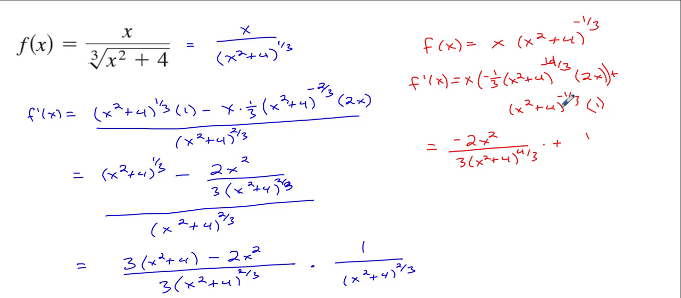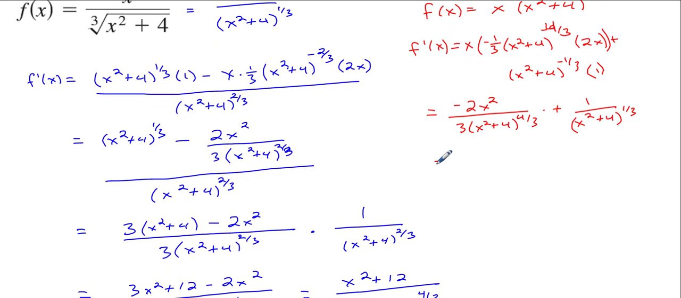Plus 1 over x squared plus 4 to the 1/3 power. Okay. All right. Let's see here. Let's combine these two fractions. Common denominator. However, how many times have you ever done this in your life? Common denominator with these rational exponents.